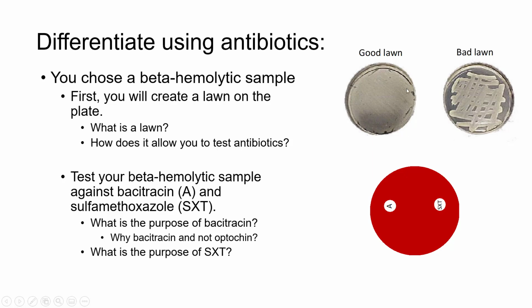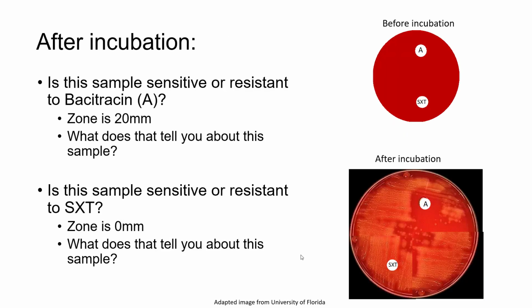That's where you spread the sample all over the plate, covering every part of it, and then you drop those antibiotic discs on, and then you incubate. Of course, with the strep, we always have to incubate inside the candle jar. So we would put the plates inside the candle jar, and then I would put the whole candle jar into the incubator at 37 degrees.